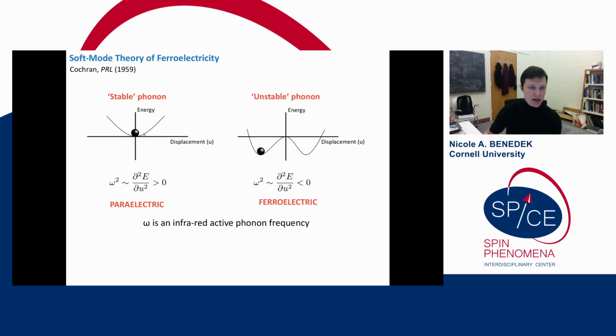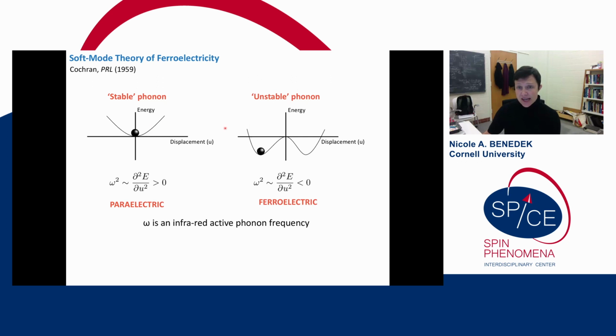And if I do that, I'll find in this particular case that the frequency squared is positive, indicating that the material is stable towards this particular structural distortion. So if I displace the ions along this coordinate, the energy goes up.